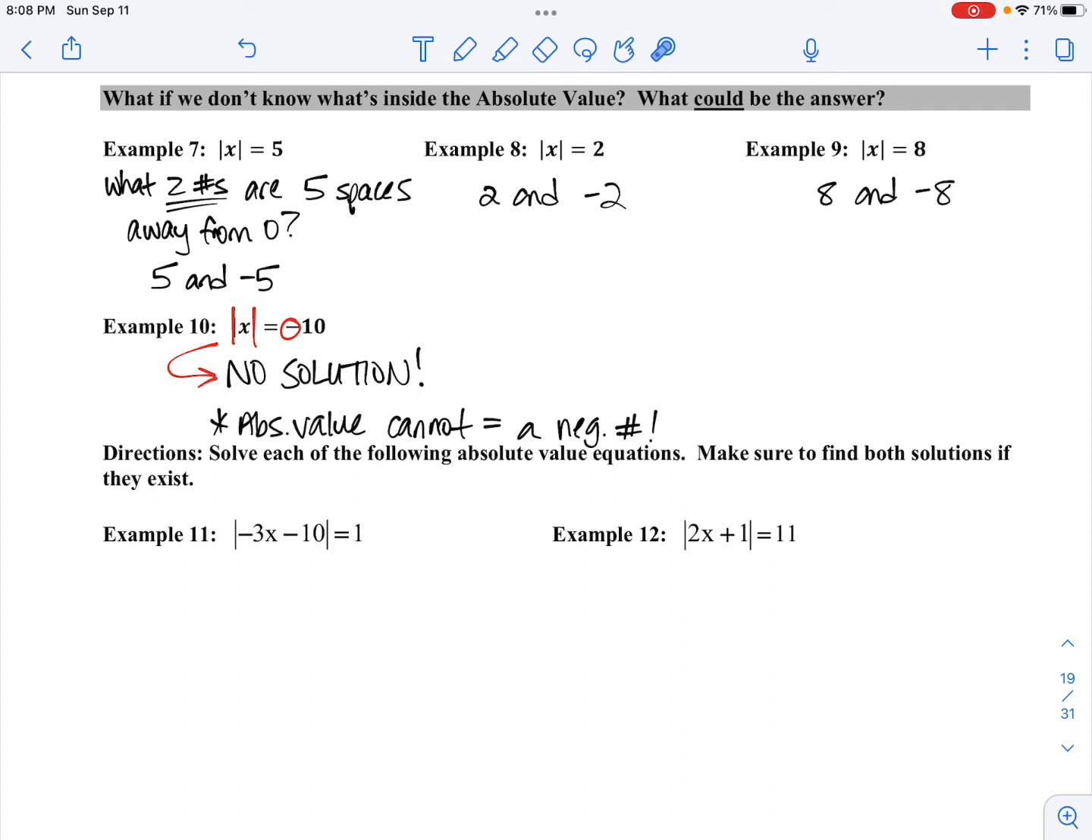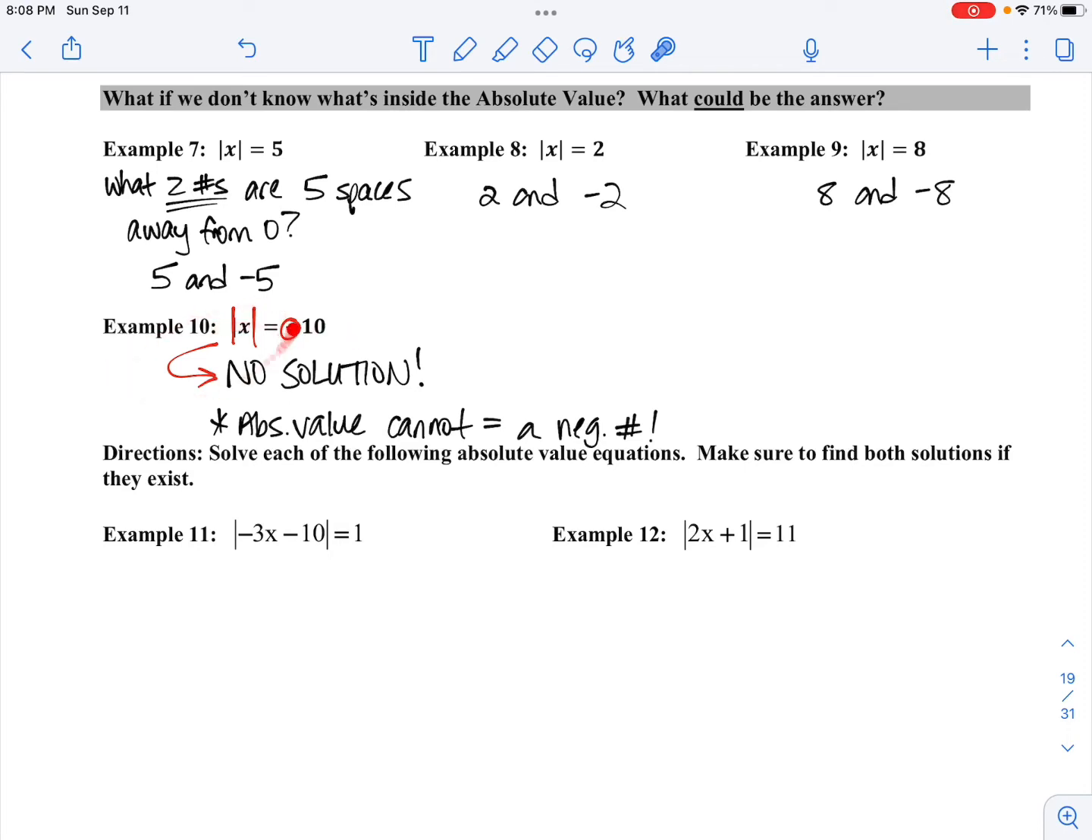So for number 8, there are two numbers that are 2 spaces away from 0, 2 and -2. There are two numbers that are 8 spaces away from 0, 8 and -8. The cool thing about this is when we're solving absolute value equations, we're going to have two different equations to solve. One of them equals a positive number and one of them equals a negative number.